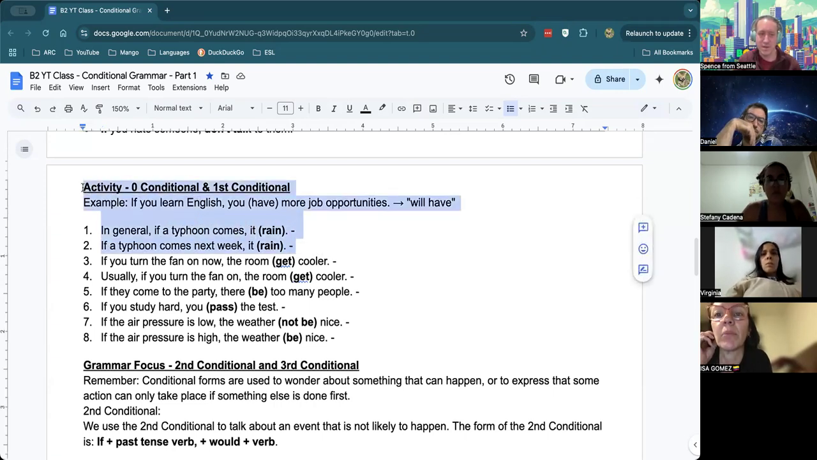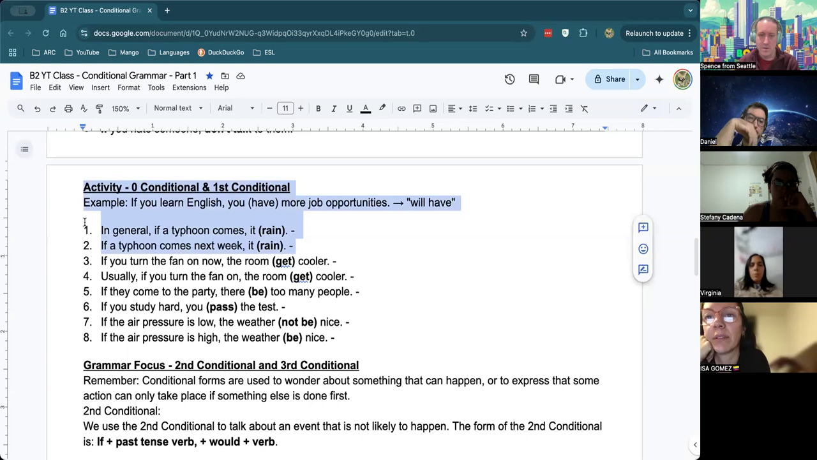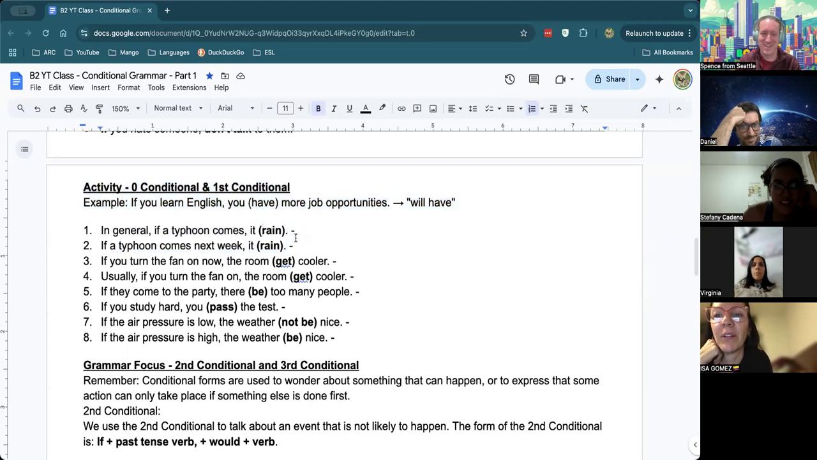So I'll highlight this. Example: if you learn English, you have more job opportunities. In general, if a typhoon comes, it rains. If a typhoon comes next week, it will rain. So what we need to decide is, is it zero conditional, it rains, or is it first conditional, it will rain? There are two.